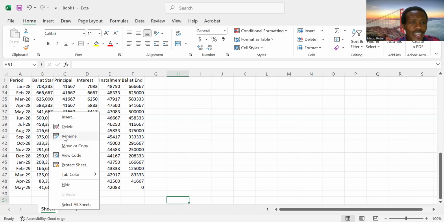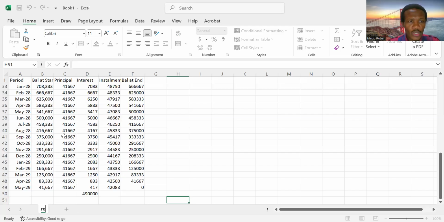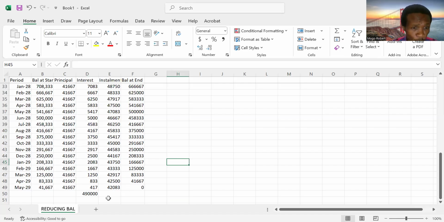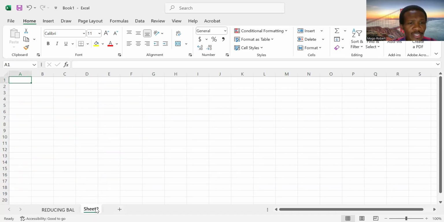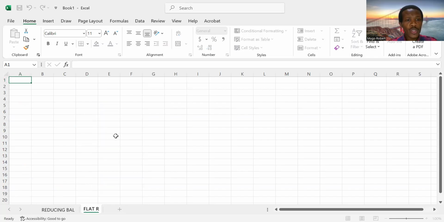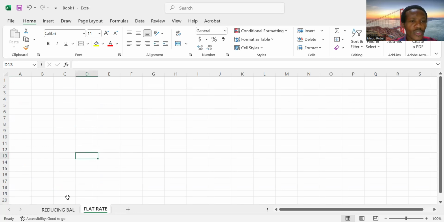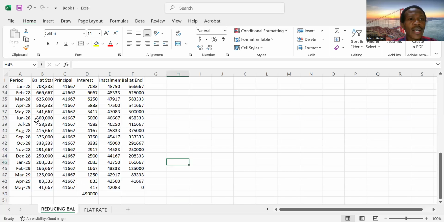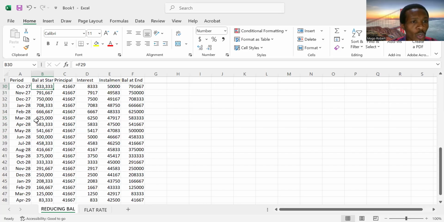So let me rename this. This is reducing balance. And this is what I said is very common for Sacco loans. Let's go to the next loan categorization. We can have flat rate. Flat rate, I told you this is very common for asset finance. You want to take a loan to buy an asset and so on.